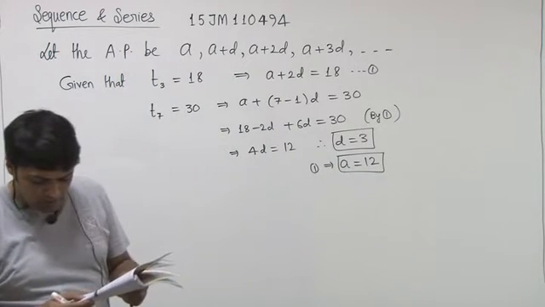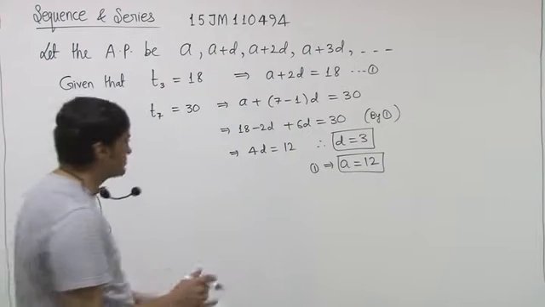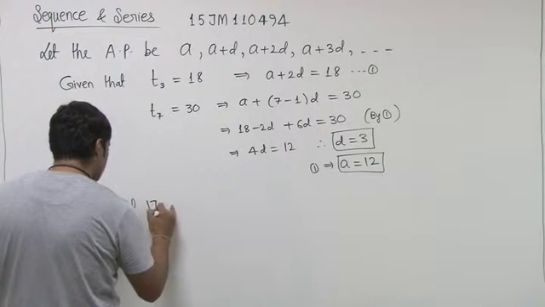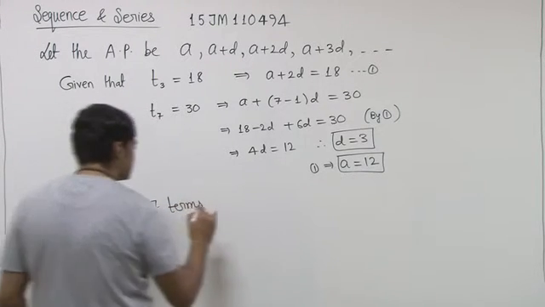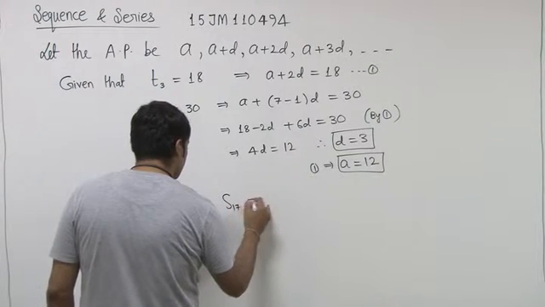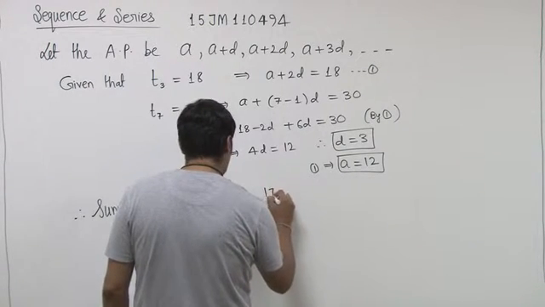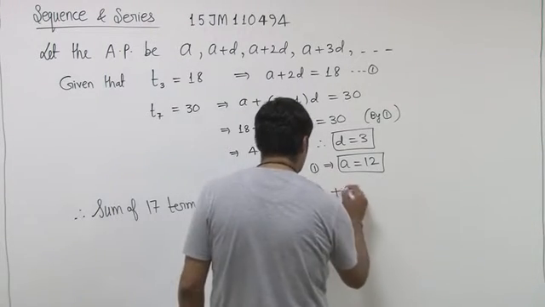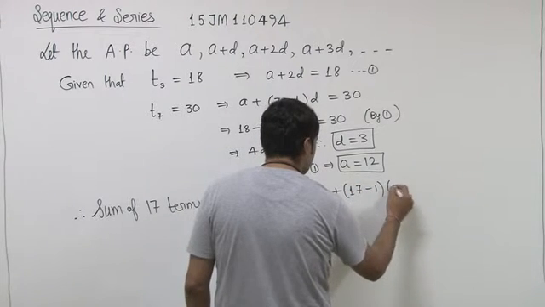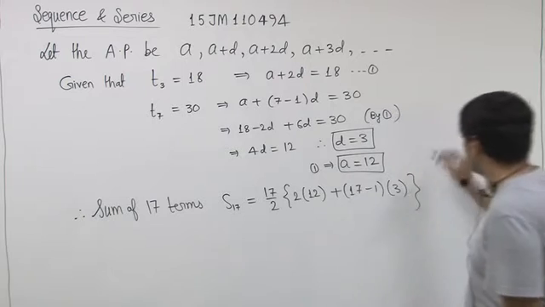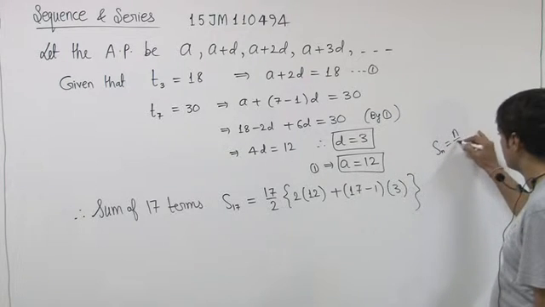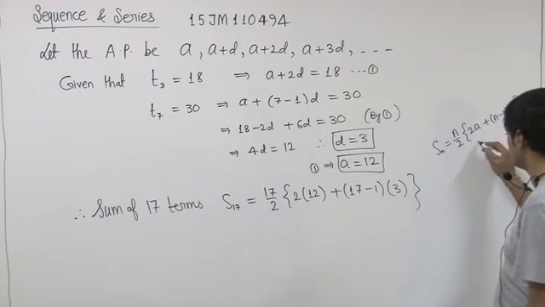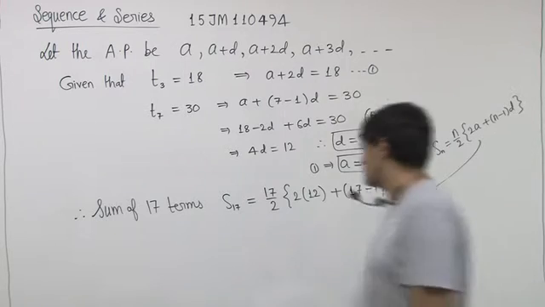12. Now we have to find the sum of 17 terms. Therefore, the sum of 17 terms will be given by n by 2 into (2a plus (n minus 1) into d). Right? We use this formula, S n equals n by 2 into (2a plus (n minus 1) into d). Using this formula, the sum of 17 terms can be found out.